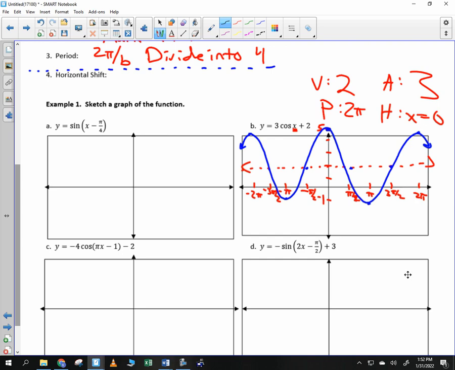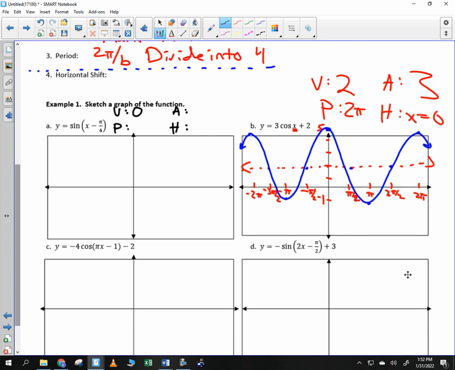Here we go. All right, so we've got vertical shift, we've got amplitude, we've got period, and we've got horizontal shift. All right, what is the vertical shift here? There's not one because there's nothing on the outside of the function that's being added or subtracted. Good job.